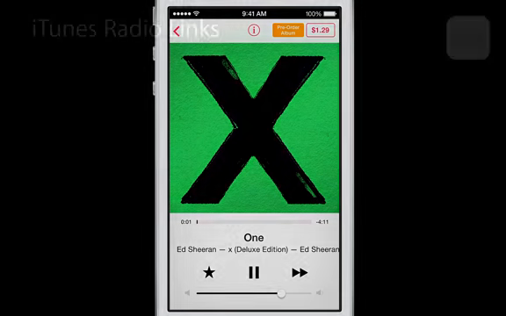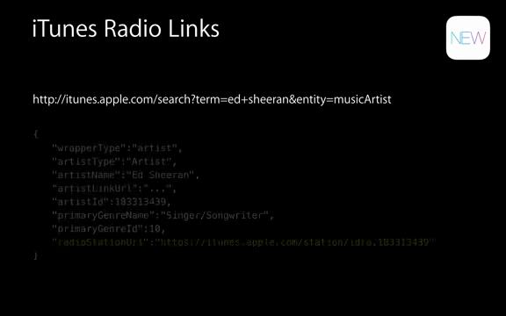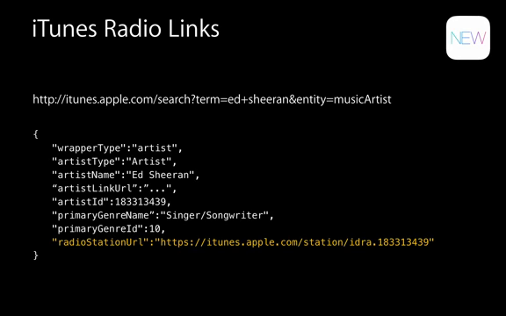Now, to construct a link to iTunes Radio, we've added some functionality to the search and lookup APIs so that the content results that you see will have links to the radio stations themselves. So here we're looking for Ed Sheeran, and in the result set that we get back, we're looking for an artist. The JSON has a radio station URL, and you can use that special URL to launch into the iTunes Radio application. You would, of course, have to add your affiliate data to this URL as we've been discussing.